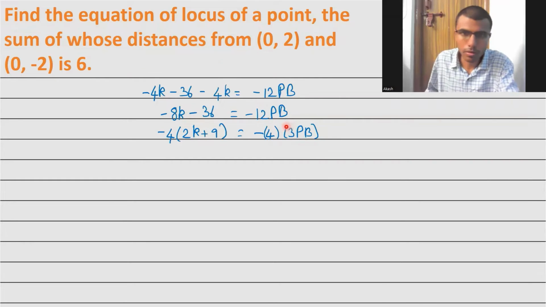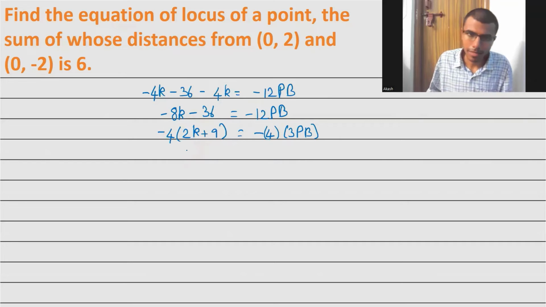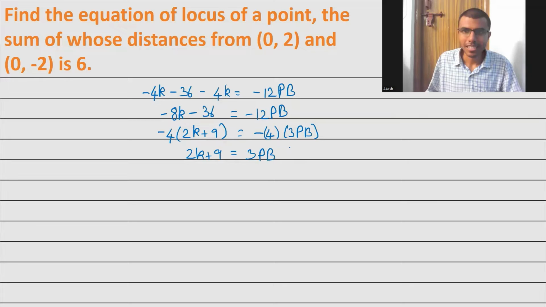So here now minus 4 and minus 4 would get cancelled. I'm left with 2k plus 9 is equal to 3PB. Done.